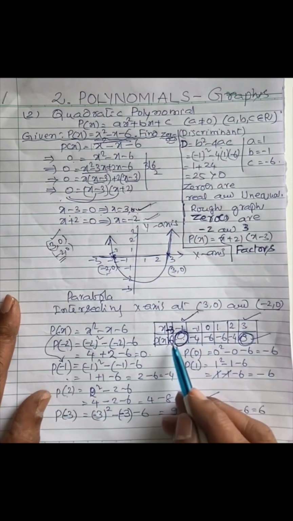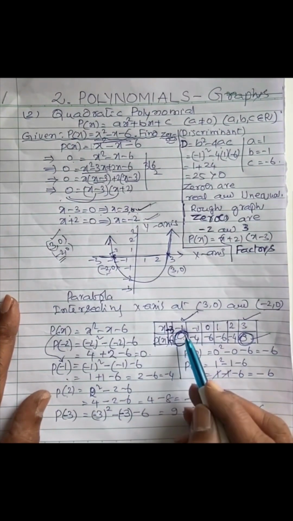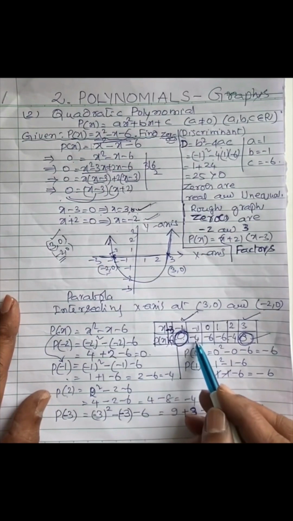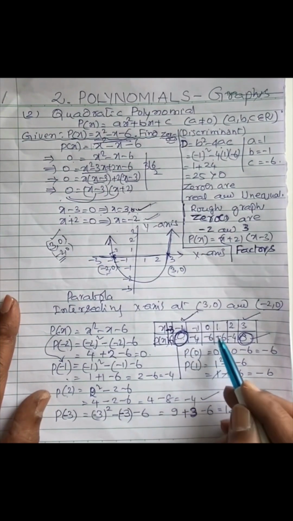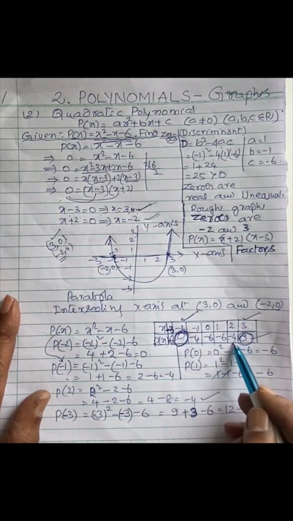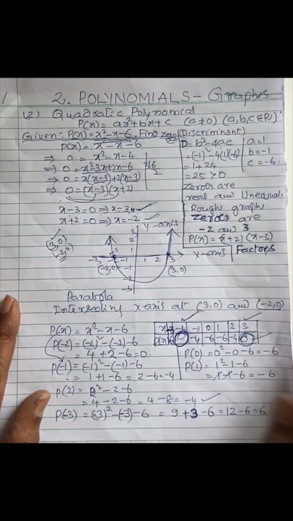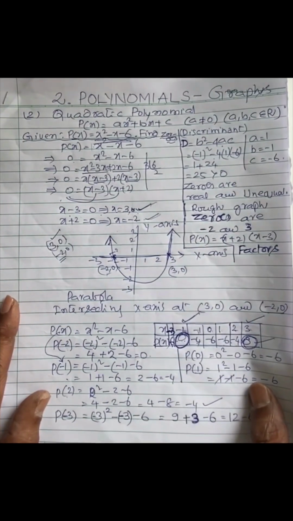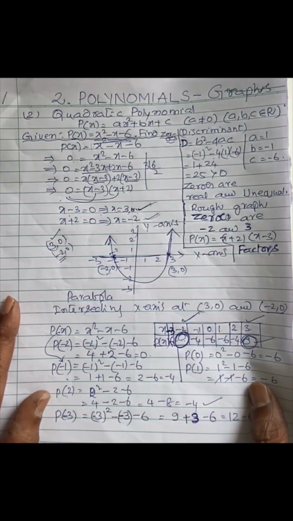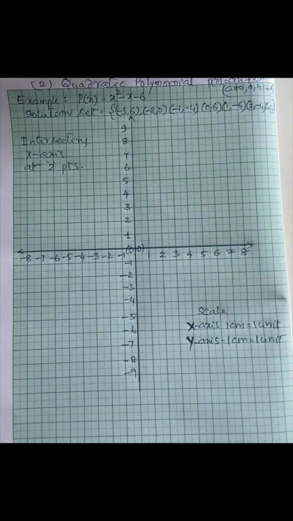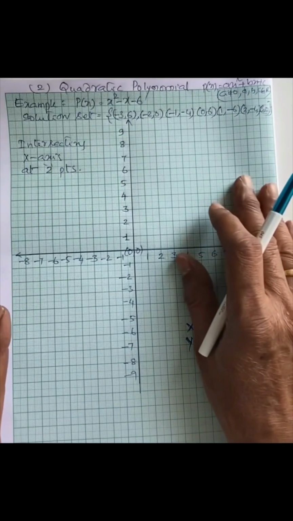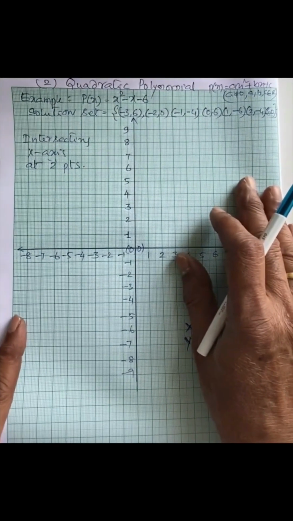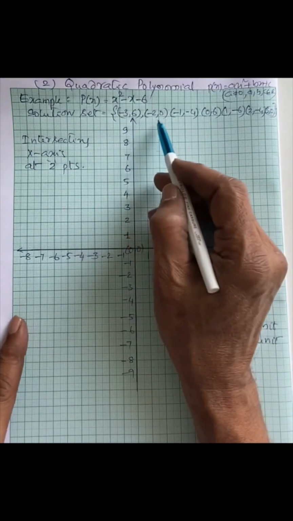Next, we have to write the solution set: minus 3, 6; minus 2, 0; minus 1, minus 4; 0, minus 6; 1, minus 6; 2, minus 4; 3, 0. Like that, you write the solution set and we can draw the graph by plotting the points. Now, what is our solution set? Minus 3, 6; minus 2, 0.